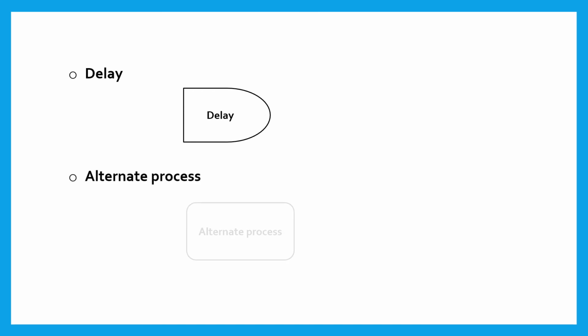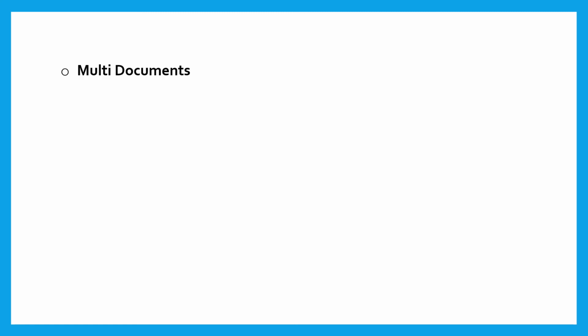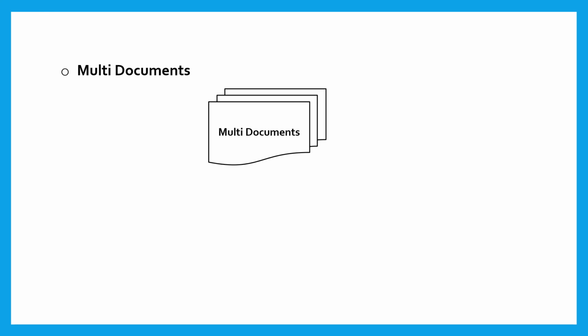Alternate process. An alternate to a normal process step. Flow lines to an alternate process block are usually dashed. Multi-documents. This symbol is used to represent multiple documents. Display. This symbol is used to represent a machine display.